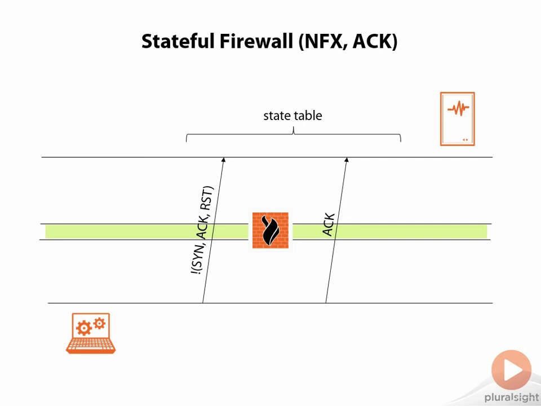Recall that an ACK scan sends probes as if they were coming from the middle of a conversation with no preceding three-way handshake. In this case, the firewall is going to see the packet with the ACK flag and attempt to look up the socket in the state table, which it won't find, so the firewall should drop the packet.